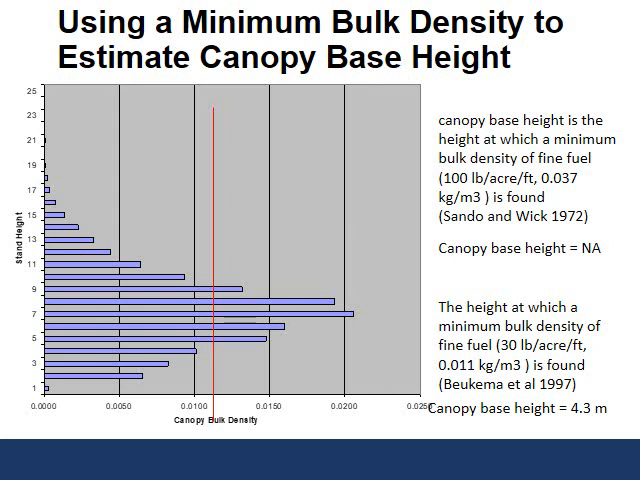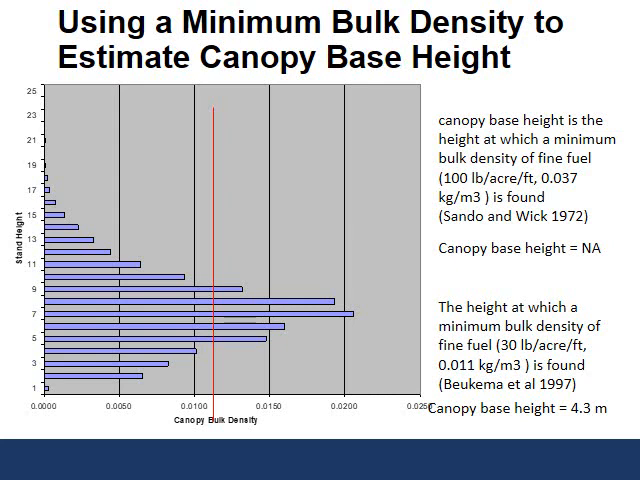By looking at our graph, you can see that using their definition, we never have enough canopy fuel to estimate a canopy base height. So let's use the definition that the Fire and Fuels Extension to FVS uses. This definition states that canopy base height is equal to the height at which a minimum bulk density of fine fuel, 30 pounds per acre per foot, or 0.011 kilograms per meter cubed, is found.